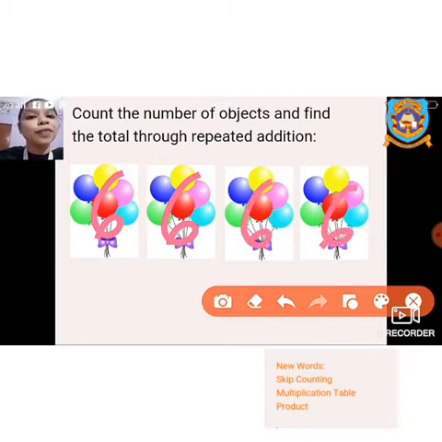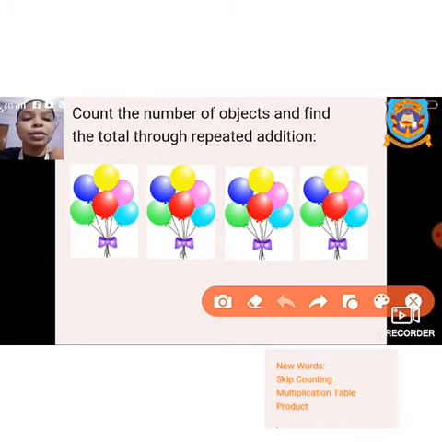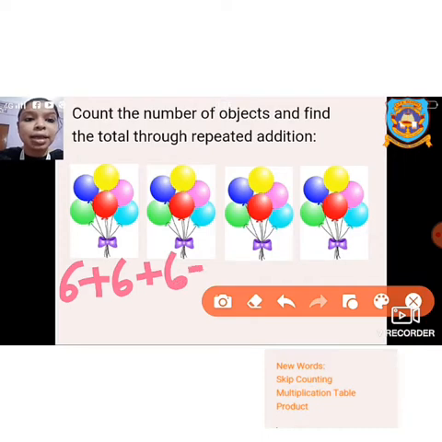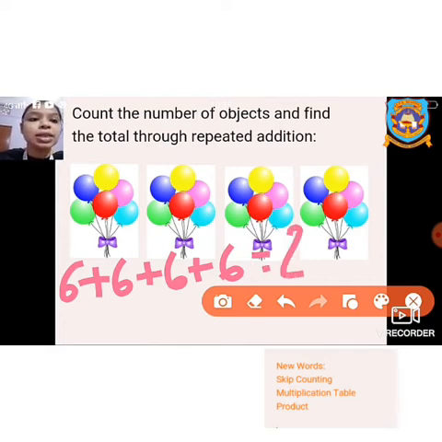Now we have to find the total through repeated addition again. What do we have to do? We just have to add the number of balloons in each group. So 6 plus 6 plus 6 plus 6, because there are 4 groups. That is why I have added 6 four times. The number of balloons in each group is 6. Now I have to find the total. How much is it? It is 24. So through repeated addition we can find the number of balloons, and the answer is 24.